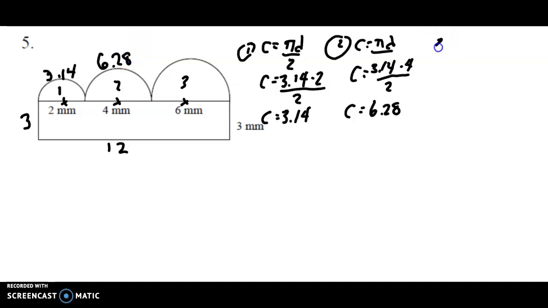And then for the third one, C equals pi d divided by 2. 3.14. The diameter of that one is 6. Divide that by 2. And I get 9.42.